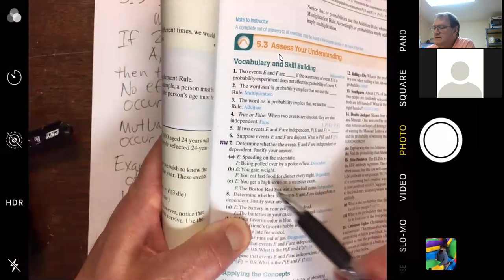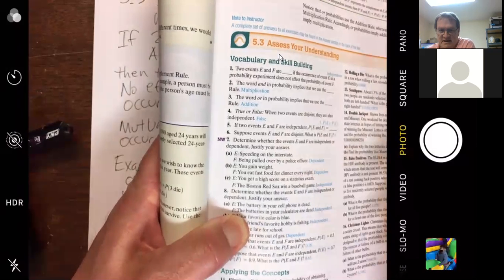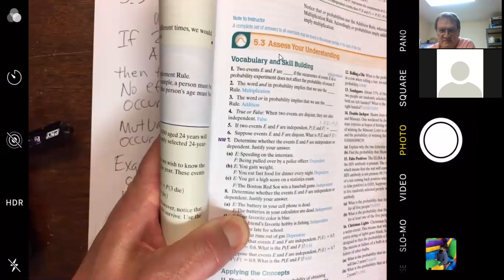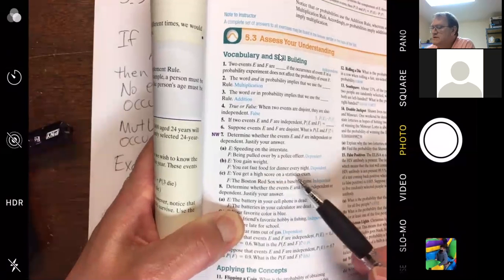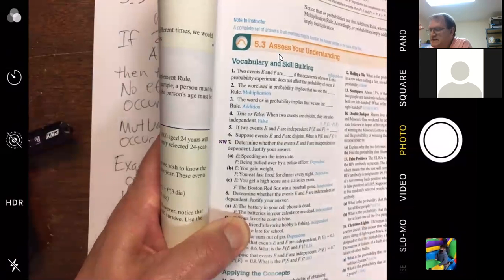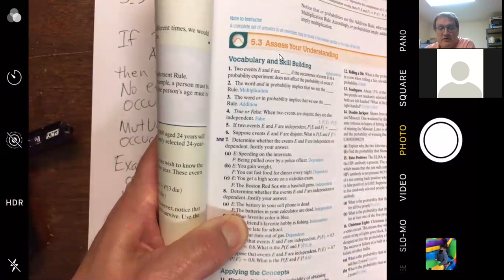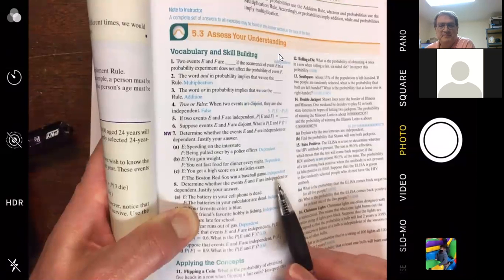You gain weight, and you eat fast food for dinner every night. You see a connection between those? Yes. Okay, so they're dependent. You get a high score on a statistics exam, and the Boston Red Sox win a baseball game. Do you think getting a high score on your statistics test will have any effect on whether the Boston Red Sox win? No. Most people don't see any connection, so they call those independent.